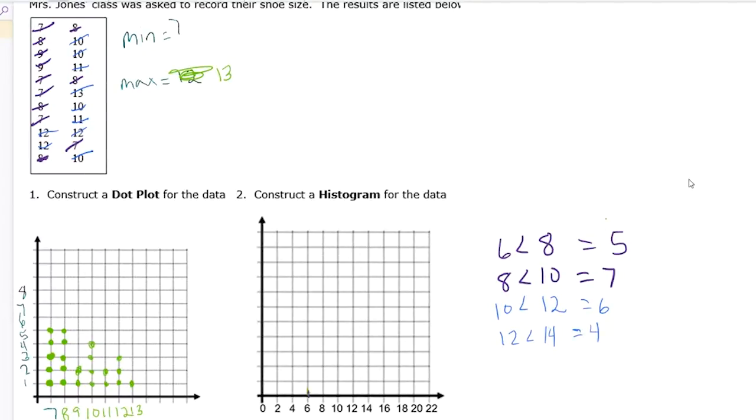So now we just graph this display. So we're going to go 6 to 8 is 5. So let's scale this up. 5. There we go. Okay, 8 to 10 is 7. So that's 5, 6, 7. All right, 10 to 12 is 6, so we're going to put a bar there at 6. And then 12 but less than 14, that's 4, so we're going to go here to 4. All right, and then we're going to call that good. And there is our histogram for that data.